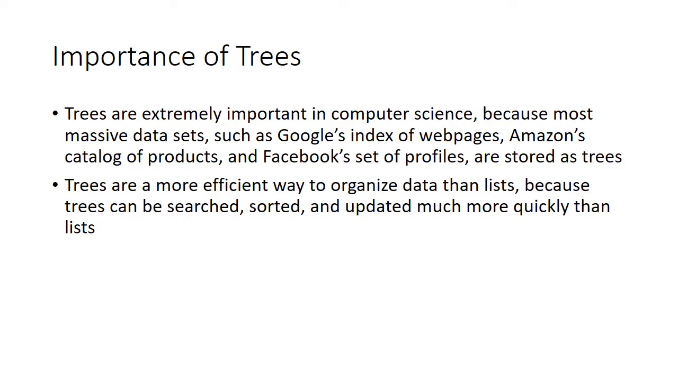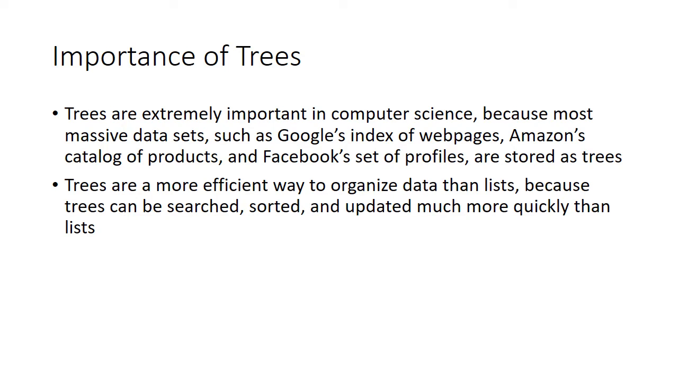So first let's talk a little bit about why we care about trees. A tree is a type of graph, but there are lots and lots of different types of graphs that have names. The reason we're going to learn about trees is because these are extremely important in computer science. Most massive data sets, like for example Google's index of web pages, Amazon's catalog of products, or Facebook's set of profiles, are actually stored as trees.